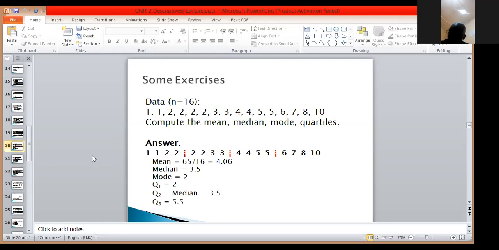So if you add the last number in the first part plus the first number in the second part, which is 2 plus 2, divide by 2, that is your first quartile. 2 plus 2, divide by 2. That is our first quartile.